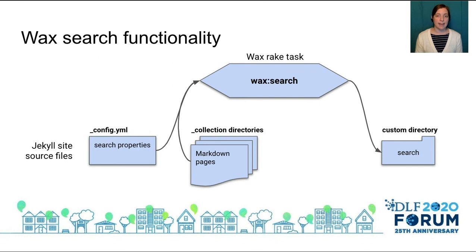The third Wax task is to support Wax's added search functionality. This task looks for search properties in the configuration file, pulls in the metadata from all of the new item markdown files, and outputs a single file with all of the searchable metadata fields and values across all collection items. This file gets stored in a custom search directory that is then used by Wax-created pages in the final Jekyll site.